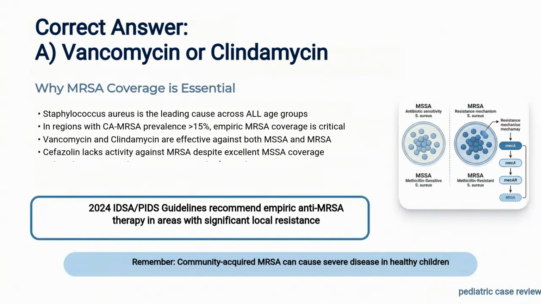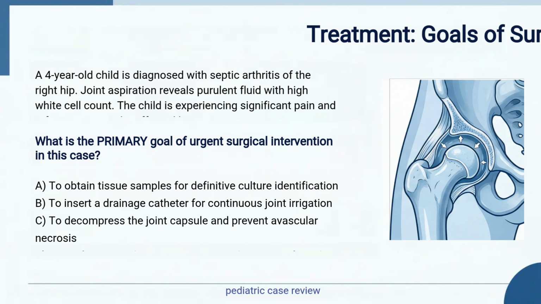The 2024 Infectious Diseases Society of America guidelines recommend empiric anti-methicillin-resistant Staphylococcus aureus therapy in areas with significant local resistance. Delayed appropriate therapy increases the risk of irreversible joint destruction. Treatment question: goals of surgical intervention.